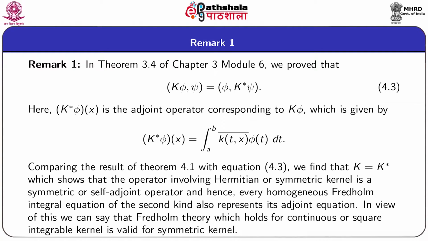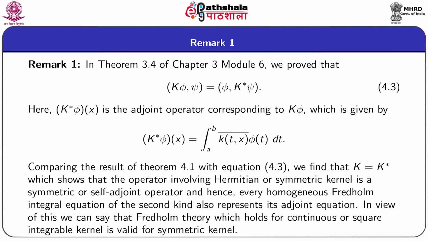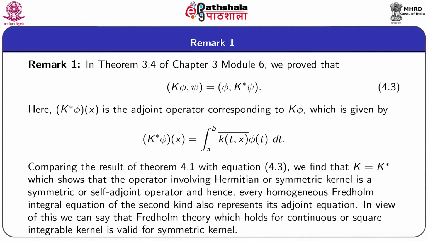Now we come to remark 1. In chapter 3 module 6 in theorem 3.4, we have already proved that the inner product of K phi and psi is equal to the inner product of phi and K star psi, as given by equation 4.3. Here K star is the adjoint operator corresponding to capital K, and this is given by K star phi x equal to integral from a to b k bar t x phi t dt.